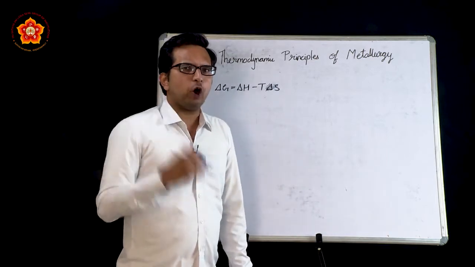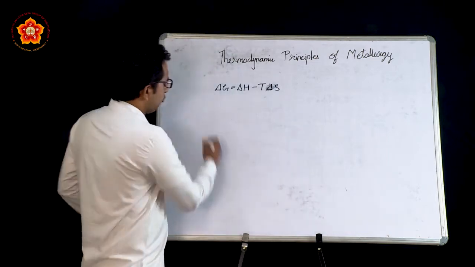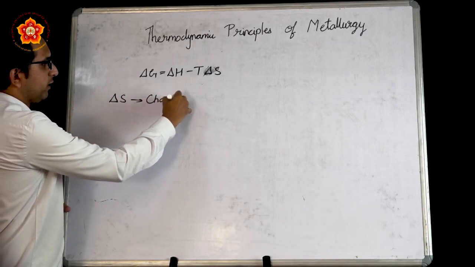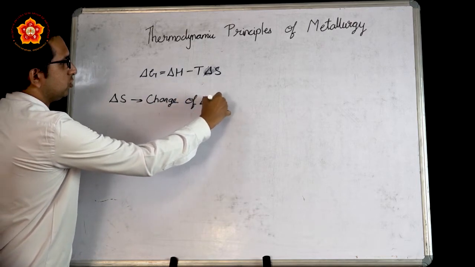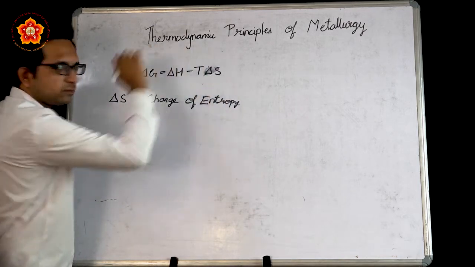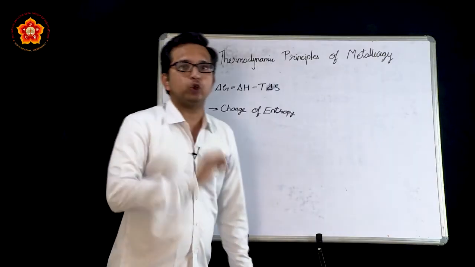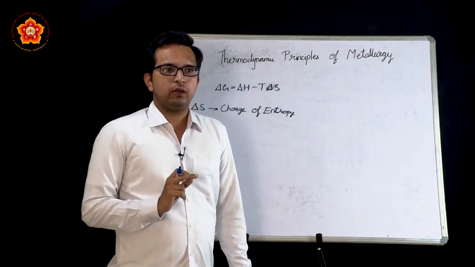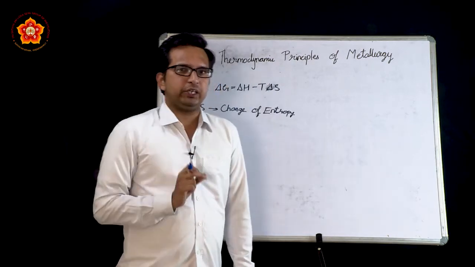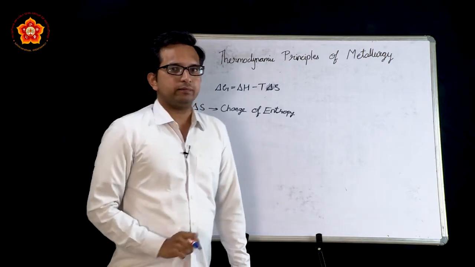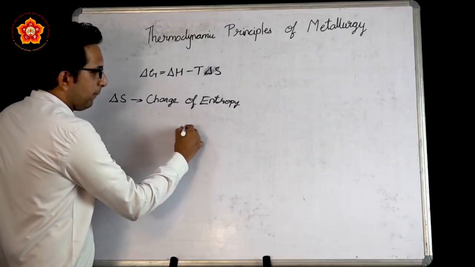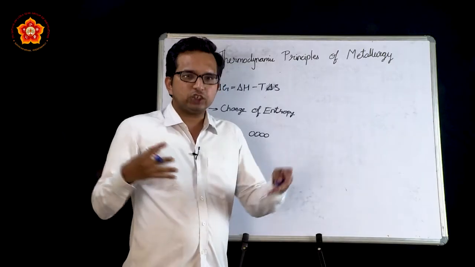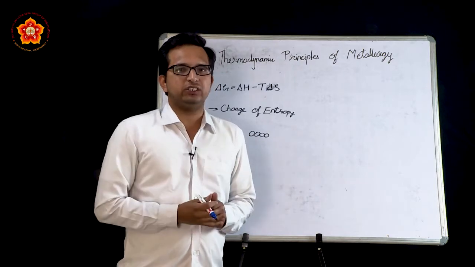So just to brush up all that we have studied, we will first see what is this terminology delta S. We name it as change of entropy. So the first thing we need to know is what is entropy. Entropy is defined as degree of randomness. In the case of a solid, we happen to study that solid molecules are pretty close to each other. Being in strong attraction, they will be tightly held with each other.